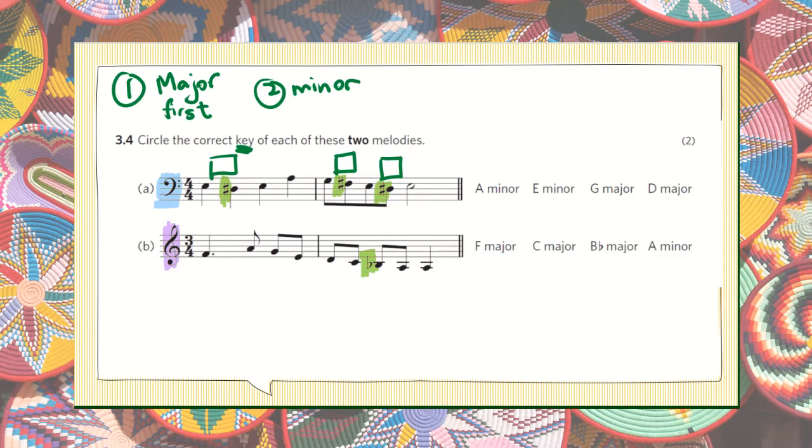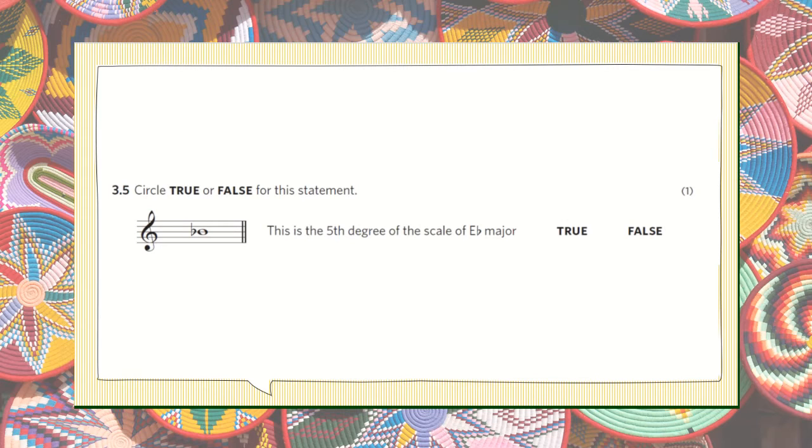Let's move on. 3.5. Circle true or false for this statement. So you are supposed to look at this note over here and see if this is the 5th degree of the scale of E flat major, true or false. So the keywords are 5th and E flat major. Very important keywords. When it comes to degree of the scale, I'm sure everybody knows what a scale is. So what is your thinking step?